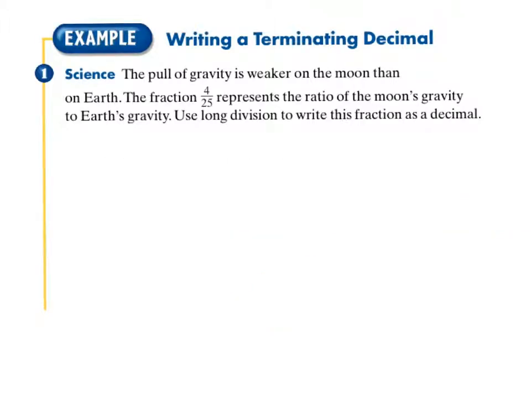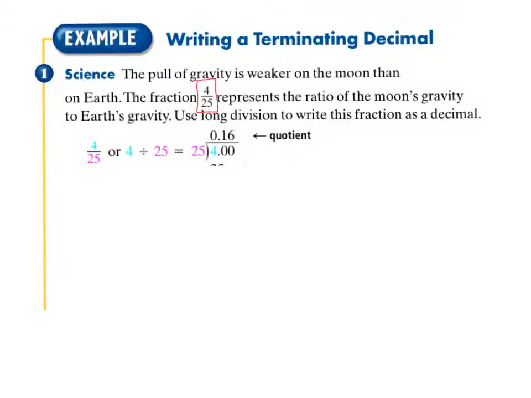Now let's look at an example of writing a terminating decimal. The pull of gravity is weaker on the moon than on the earth. The fraction 4/25 represents the ratio of the moon's gravity to Earth's gravity. We're going to use long division to write this fraction as a decimal. So if I'm turning my fraction into a decimal, my top number is going to be on the inside, my bottom number is going to be on the outside.